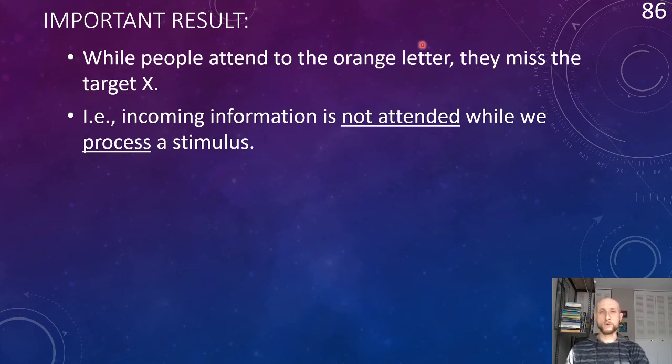So when people attended to the orange letter and it's close in proximity, you miss the X. Information coming in is not attended to, as I just said, when we're processing a stimulus. So I asked you to process the orange letter, and you missed the X. The reason is because your brain was preoccupied. And that's called an attentional blink.